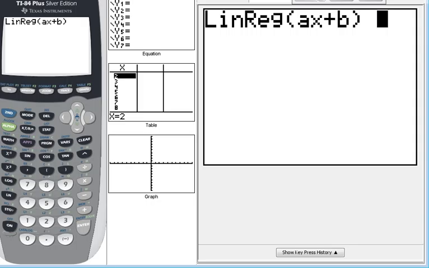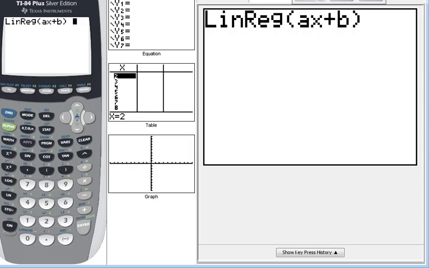Now class, this is very important. Your calculator needs to know which lists to program this linear regression line. So do they want list 1, list 2? Do they want list 3, list 4? Do they want list 9, list 10? What lists do you want the calculator to program? And in this one, we put L3 and L4 in for our information, list 3 and list 4.